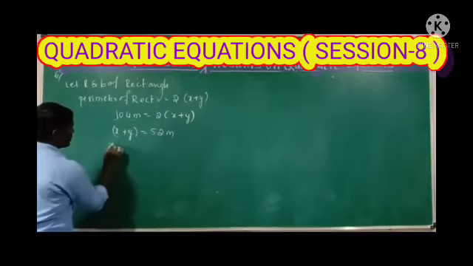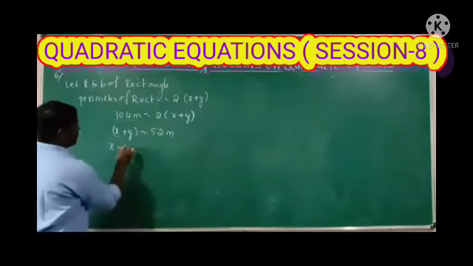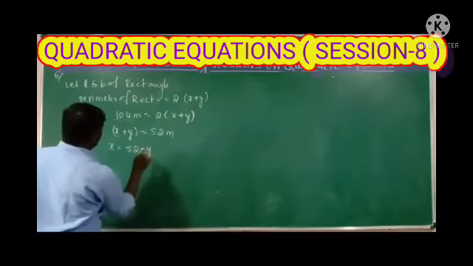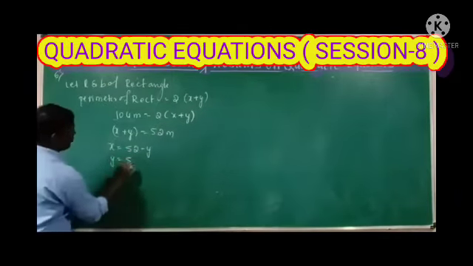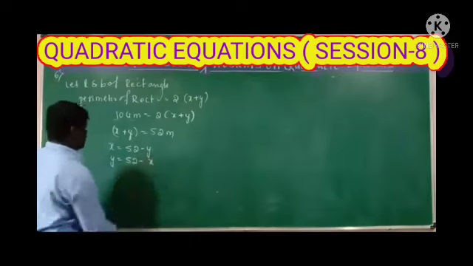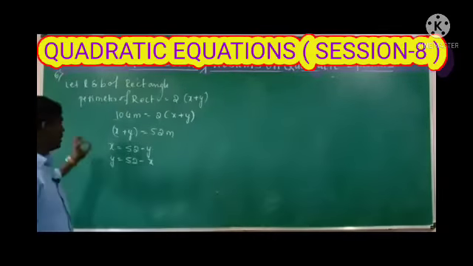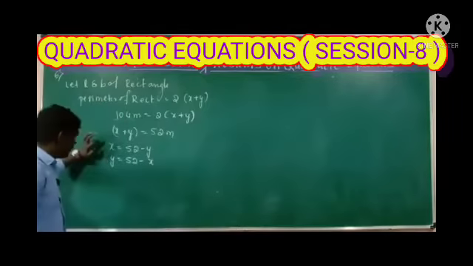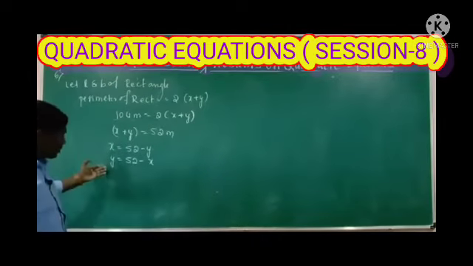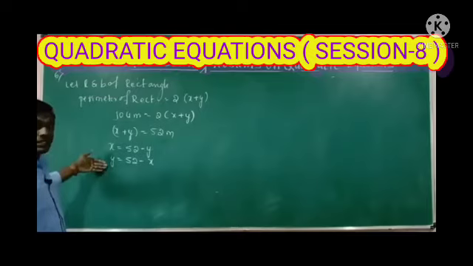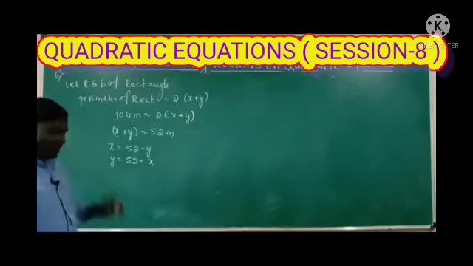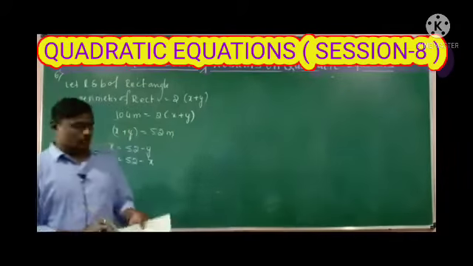Now x is equal to 52 minus y, or y is equal to 52 minus x. If we are considering the quadratic equation in terms of x, then we will substitute the y value. If we are considering the quadratic equation in terms of y, then we will substitute the x value. Okay. Next one, what is given?